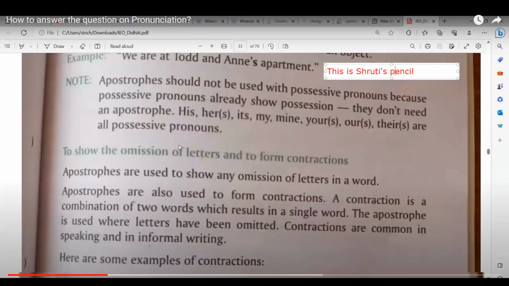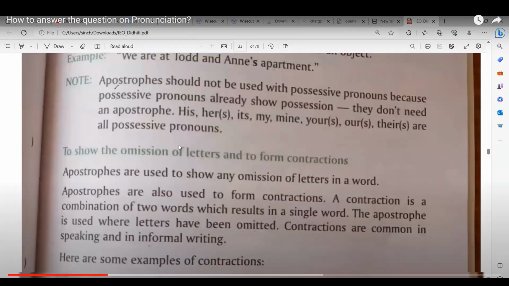Then we are saying that in possessive pronouns we don't use apostrophe s. Why? First of all, that pronoun already ends with s, and that pronoun is already showing the possession. So we are not using the apostrophe s for possessive pronouns. Is it clear to everyone? Yes, ma'am. No, ma'am.